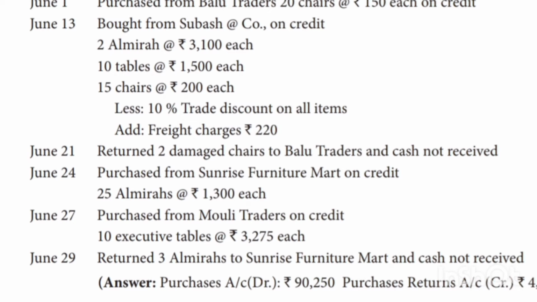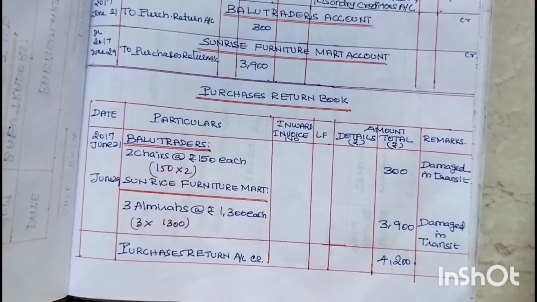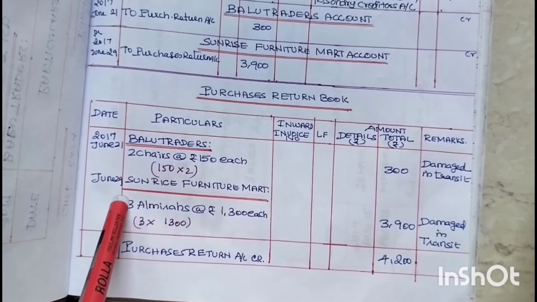The next transaction is June 29: returned 3 almirahs to Sunrise Furniture Mart and cash not received. Now let's find out what this transaction tells us. This transaction tells us it is a purchases return. To whom did we return the 3 almirahs? We returned the 3 almirahs to Sunrise Furniture Mart. So we take the purchases return book dated June 29.